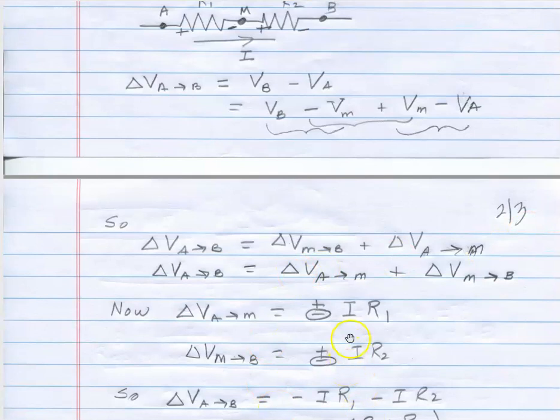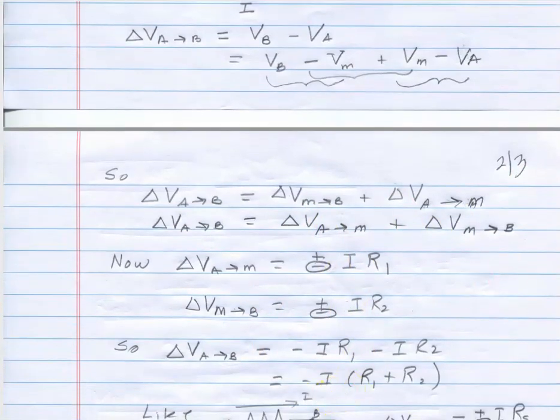Well, I plug both of these values in up here, and you get the total voltage drop from A to B is delta V A to M, that's minus I R1, plus the voltage drop from M to B, and plus the minus is just the minus. I can factor out the minus, and I get minus I (R1 plus R2).